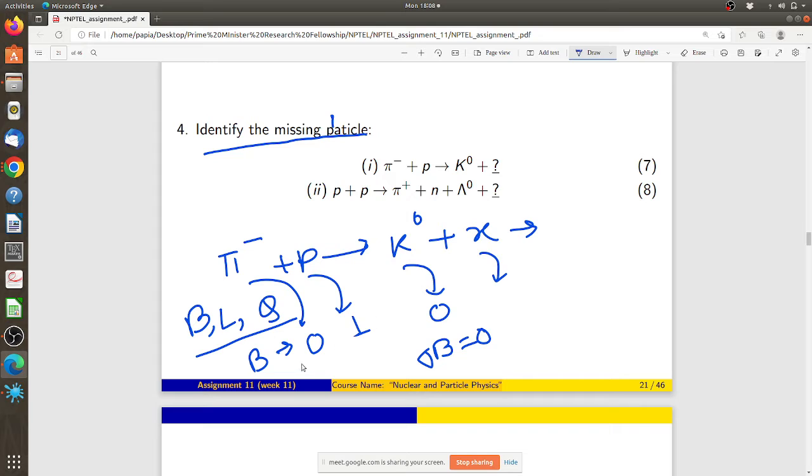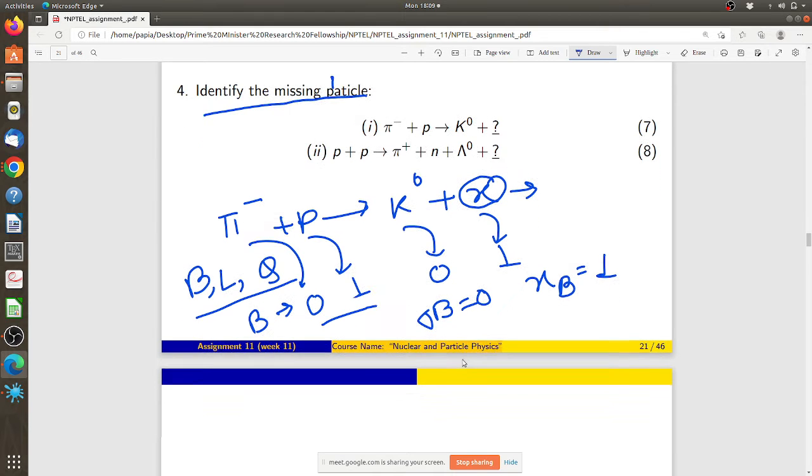The value of B for x will be 1, because on the left hand side 0 plus 1 is there, so on the right hand side obviously 1 should be there. So the baryon number for x should be 1. This is the first conclusion. So if I write here, x of B will be 1.